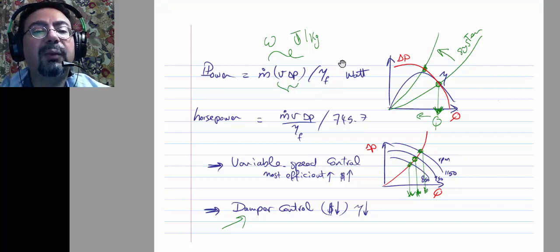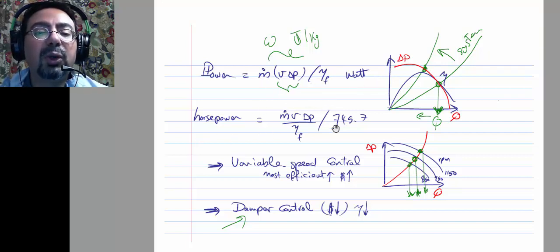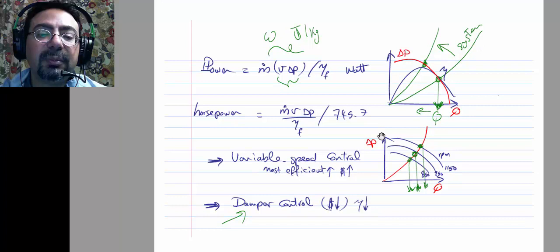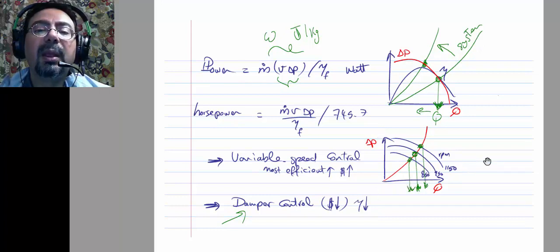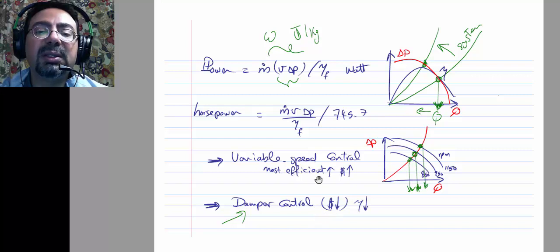Of course you will have an efficiency attached to it. This is the ideal work, and so you divide over eta to make it a little bit bigger. And if you want to turn from watt to horsepower, you divide over 745, because they usually specify them by horsepower. We'll talk about the control of those things in another course, experimental fluid.